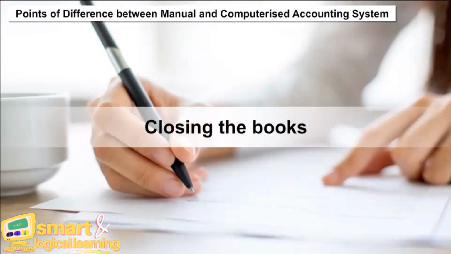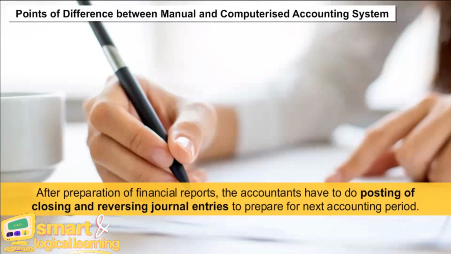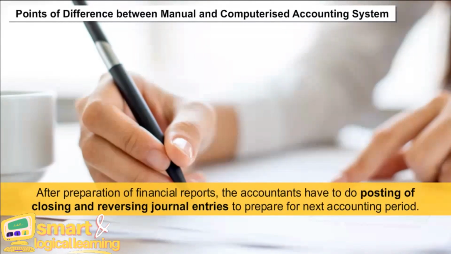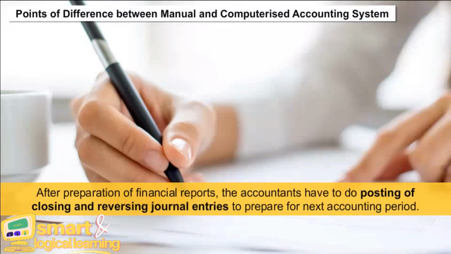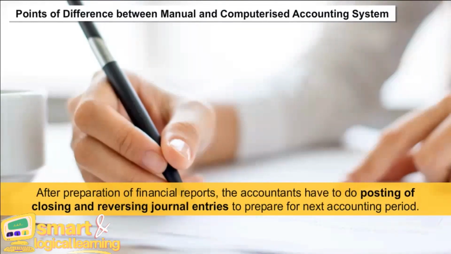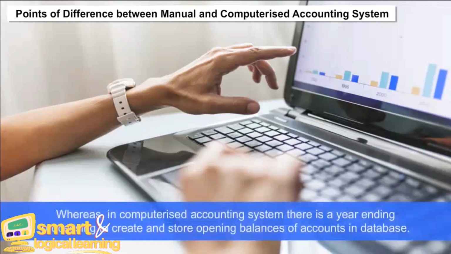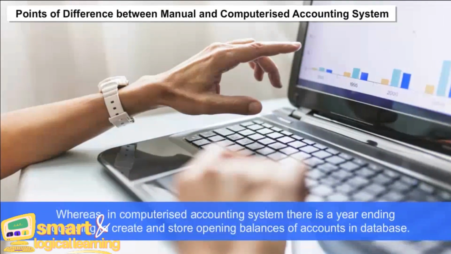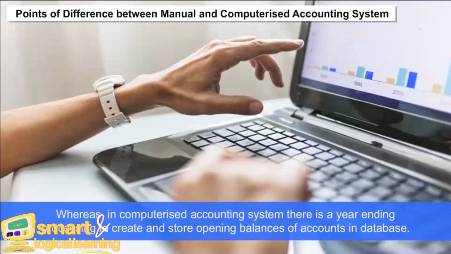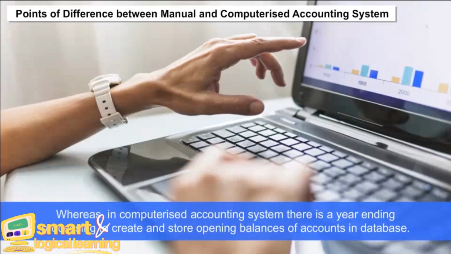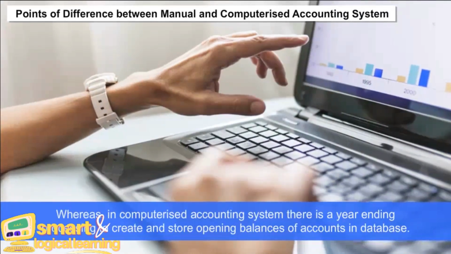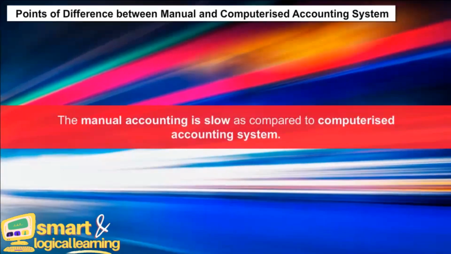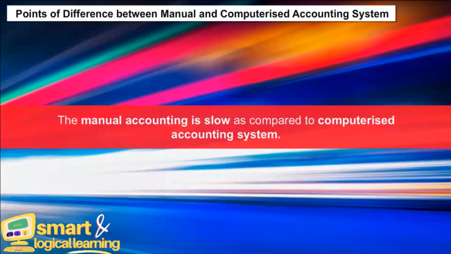Closing the books. After preparation of financial reports, the accountants have to do posting of closing and reversing journal entries to prepare for the next accounting period. Whereas in computerized accounting system, there is a year-ending processing to create and store opening balances of accounts in the database. Speed. The manual accounting is slow as compared to computerized accounting system.